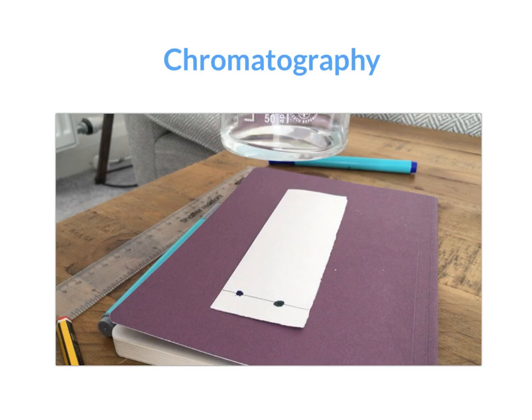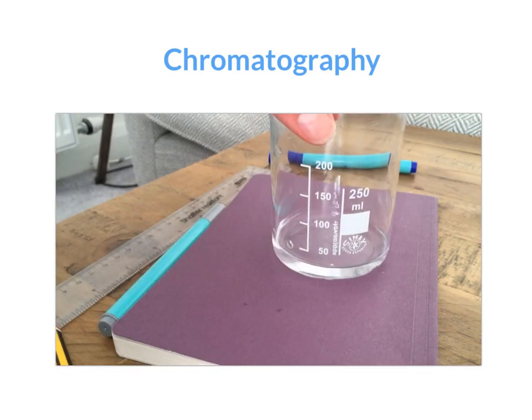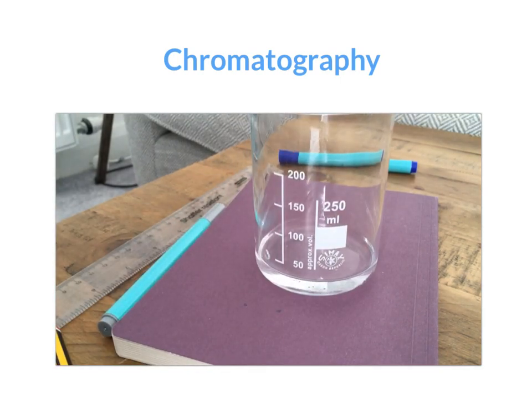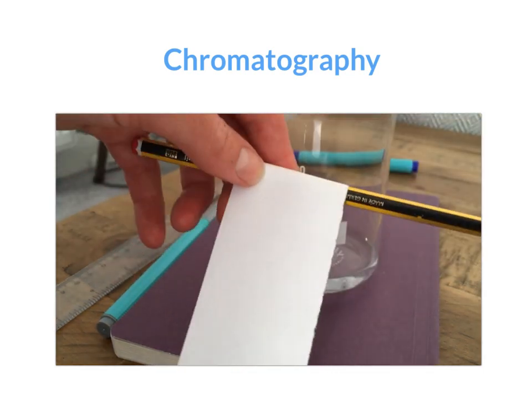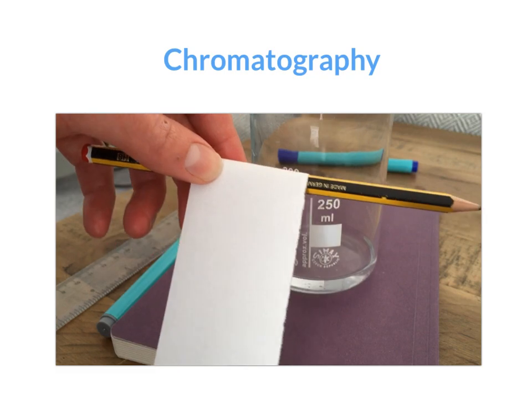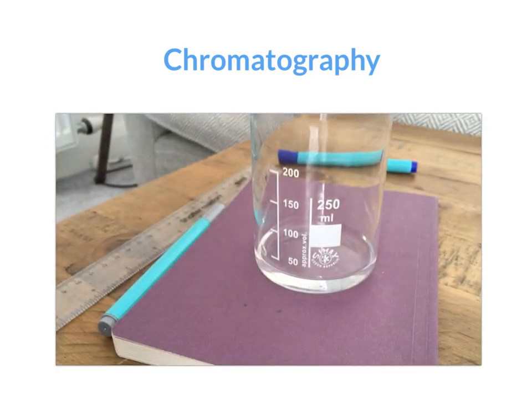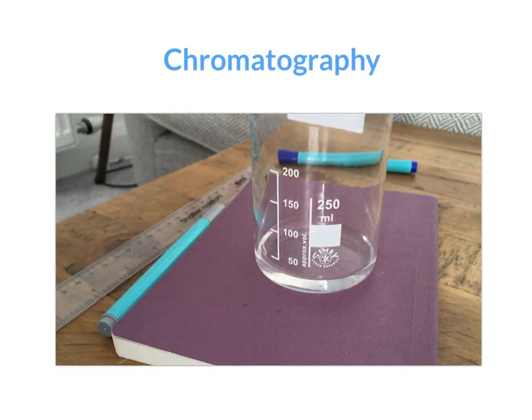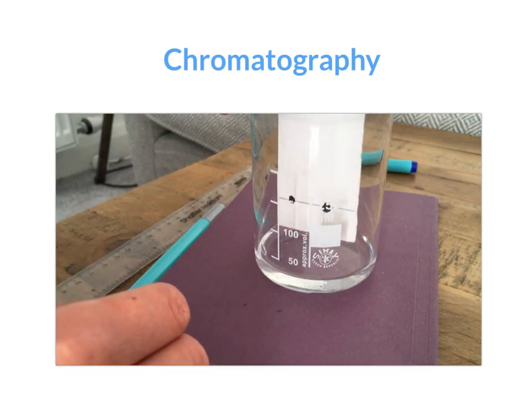Then what we want to do is put it into our beaker. So you can see here I've got a beaker of water, and again it's really important that the water level does not go above your baseline. If it does, then you will need to start again, because the dyes will just dissolve in the water and run into the water rather than the water carrying the spots up the page. So what I've done is, you can see here I have wrapped my piece of chromatography paper around a pencil just so that I can suspend it in. I might need to lower it down a wee bit, but we'll check in a second.